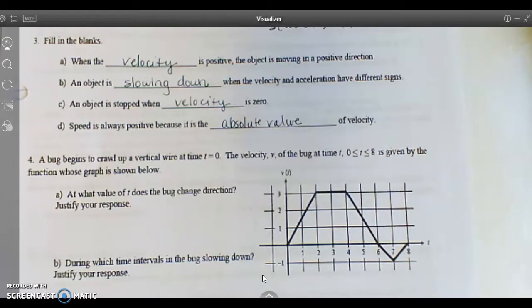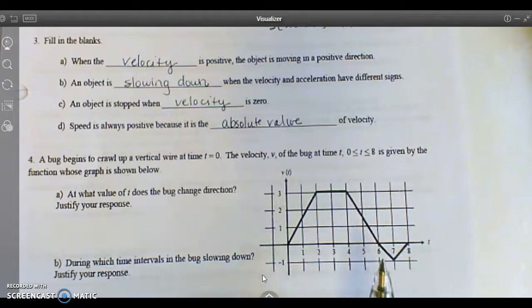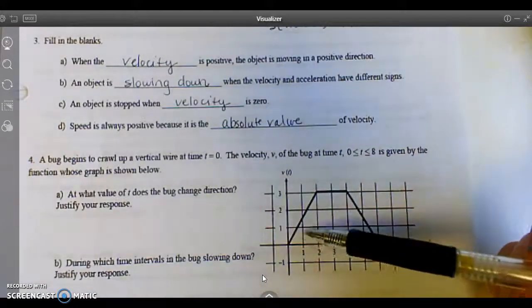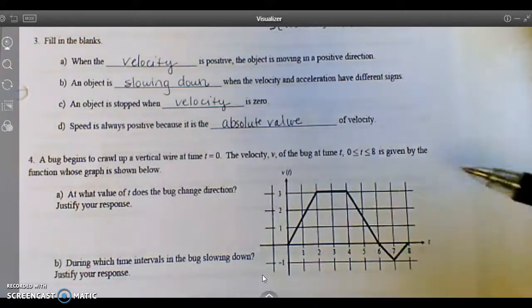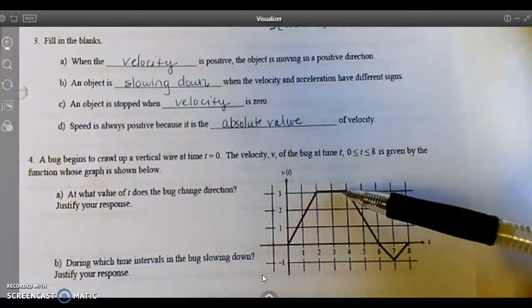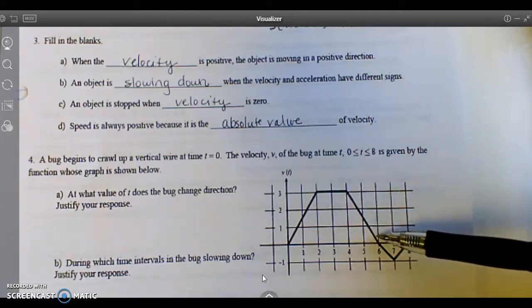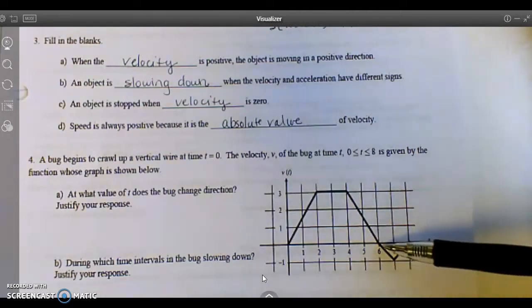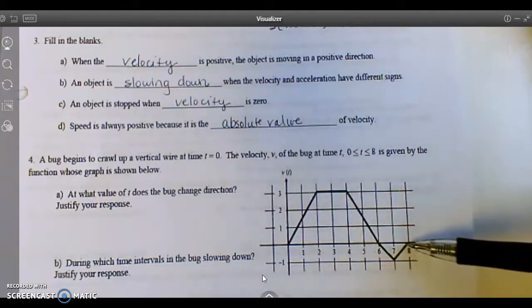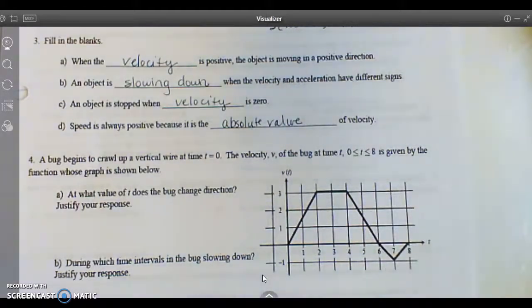A bug begins to crawl up a vertical wire at time equals 0. The velocity of the bug is this graph right here. So this graph is telling me how fast the bug is moving. Okay? At what value of t does the bug change directions? Remember, this is velocity. So if the velocity is positive, it's going up the wire, even if the velocity is going down. And then once it changes to negative, that's where it starts moving the other direction. So where's the velocity going to change directions?